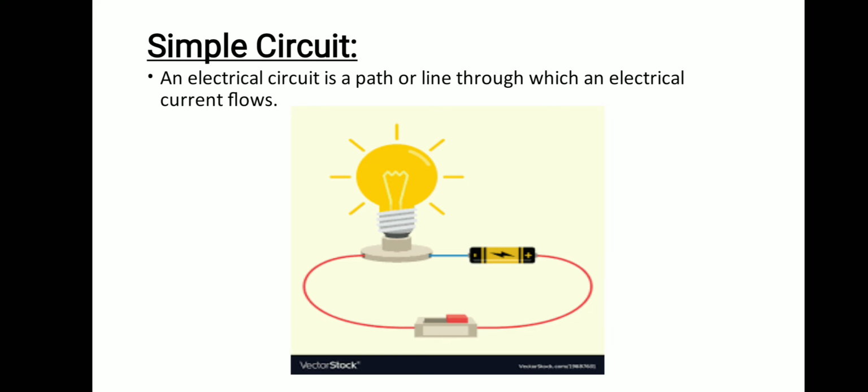Now, the very simple circuit is one which conducts the electricity in a closed path. What is closed here? See, here the light is there, the battery and this switch. They all are connected together in a closed path. There is no opening.